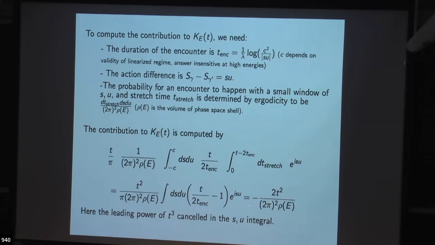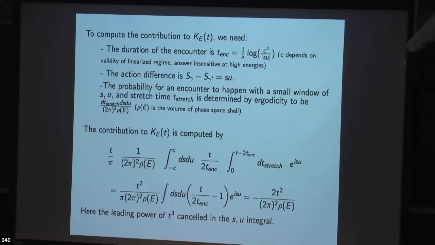And putting all that together, we find something like this. And we have to do this s-u integral, times e^{iν}... So there's a leading term which would give a power t cubed, but it depends on the encounter. That actually integrates to zero and cancels. So we're left with this subleading term with the minus 1, and then we just get a delta function type integral. We get t squared times minus something over rho.